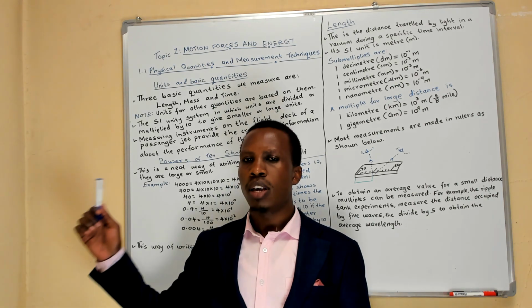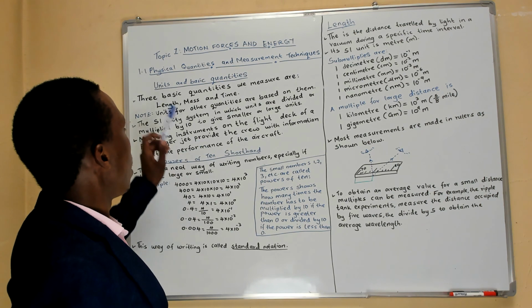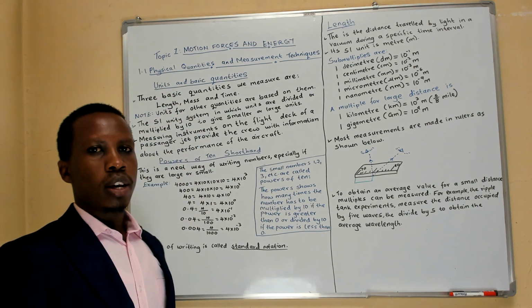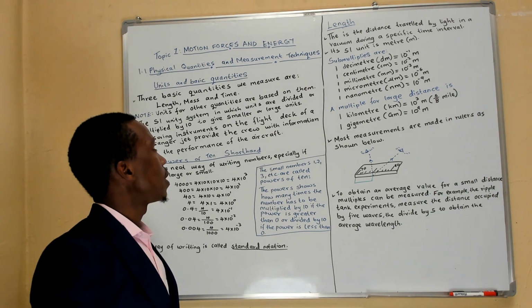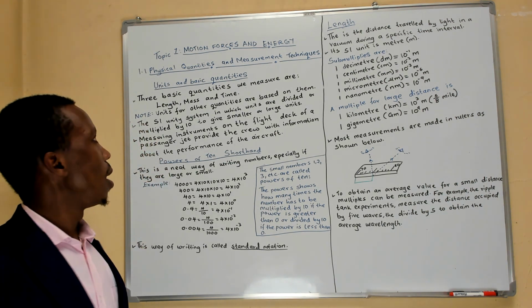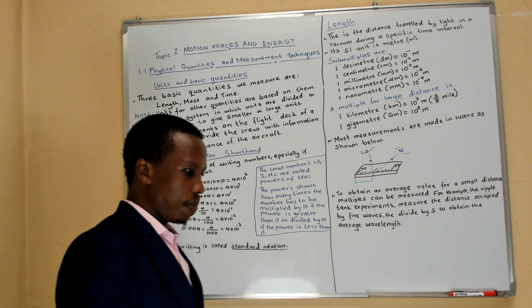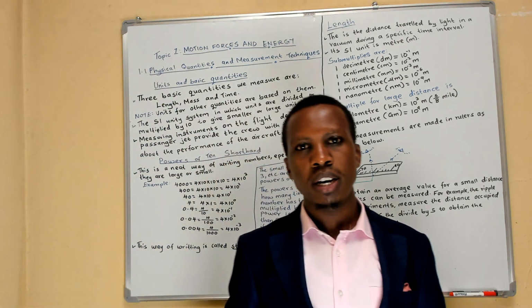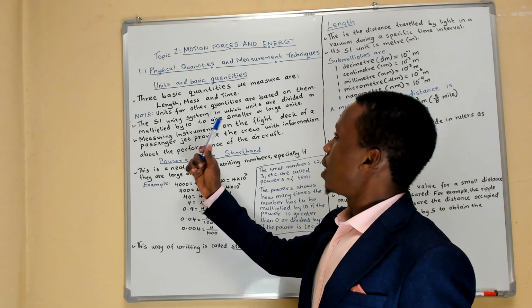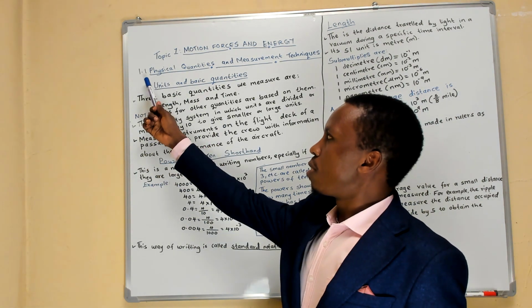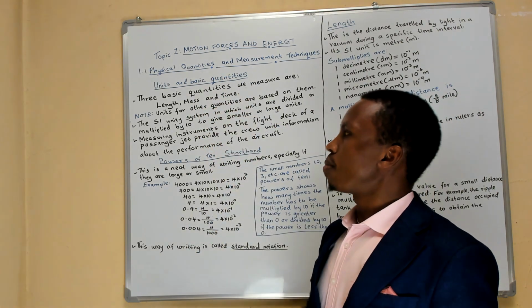This is the first topic in physics, that is Cambridge O-level topic 1: motion, forces and energy. Now we start with the first subtopic of motion, forces and energy, and the first subtopic is 1.1, that is physical quantities and measurement techniques.